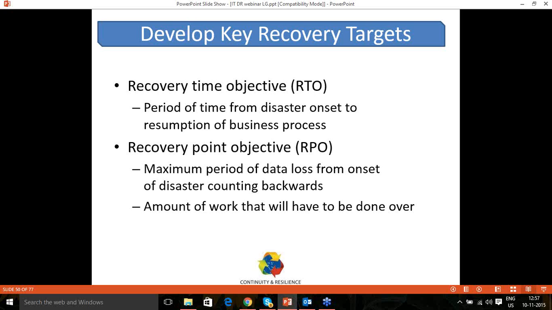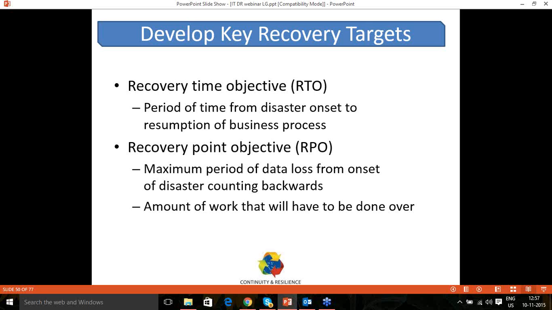Recovery time objective is the period of time from disaster onset to the resumption of business process. So we'll see the next slide, it will be very clear. The time when disaster strikes, from that time to go to your DR site and resume operations for critical functions is recovery time objective. So in this much time, I need to be able to be at my DR site and start working, right? Recovery point objective is the maximum period of data loss from onset of disaster counting backwards.